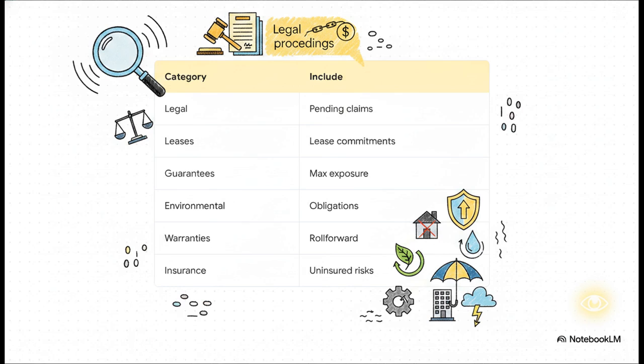But the note still has to disclose all material pending or threatened litigation. You have to include a description of the claim, the current stage of the proceedings, and either a range of possible loss or a flat-out statement that no estimate can be made. It's really all about giving the user a heads up.